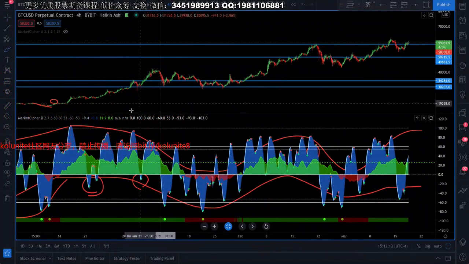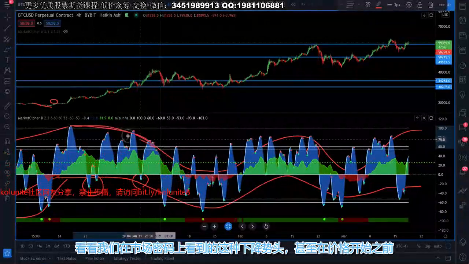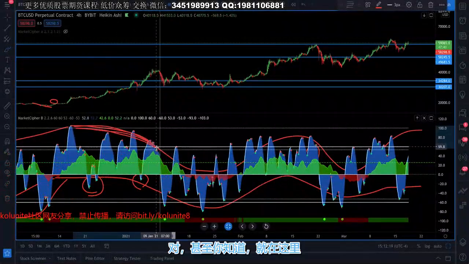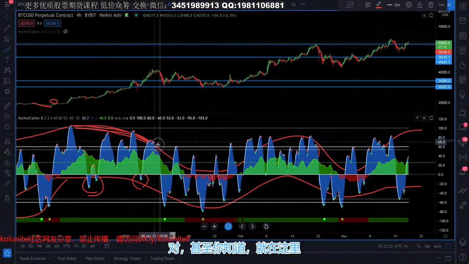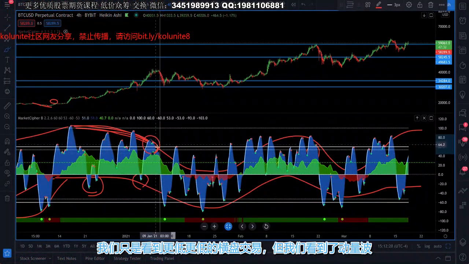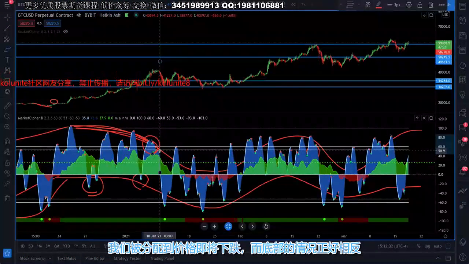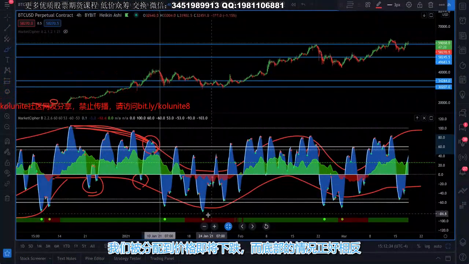This vertical line. Look at this downward momentum that we're seeing on Market Cipher B even before price starts to drop. And especially in this specific area, we just see lower, lower, lower. We're trading sideways, but we see the momentum waves ticking down. That is a sign to us that we are about to have a dip in price. And the opposite is true at the bottom.